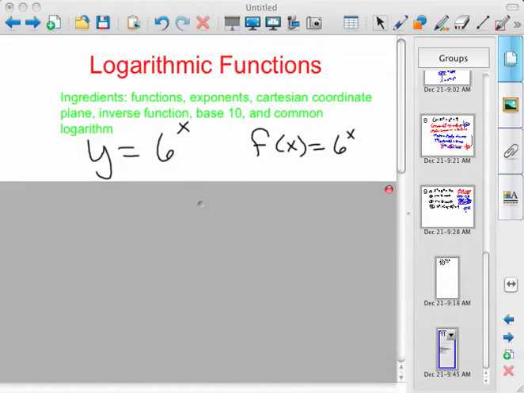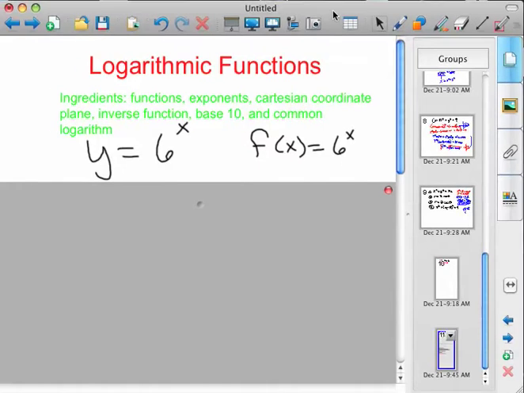Alright, so let's talk about the logarithmic functions. I had a friend of mine tell me that, since this is called algebra soup, I need to tell you the ingredients first. So we need functions, exponents, the Cartesian coordinate plane, the inverse function, base 10, and the common logarithm. So we'll combine these to explain this.